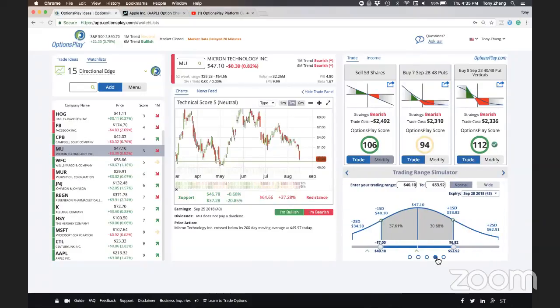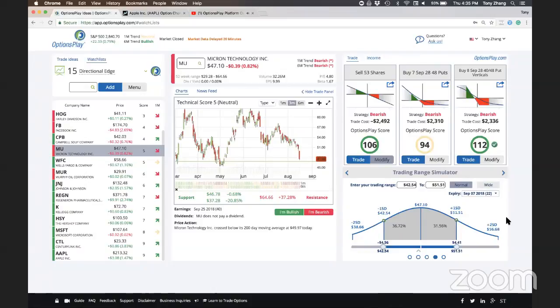And then we also have a trading range simulator. This is really for those of you that are a bit more advanced and want to know what is the expected trading range for a stock for any given expiration, so that you can see what my expected trading ranges are within certain time frames based on the implied volatility of an option.